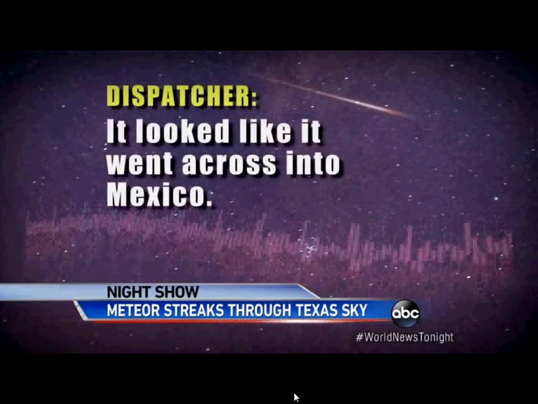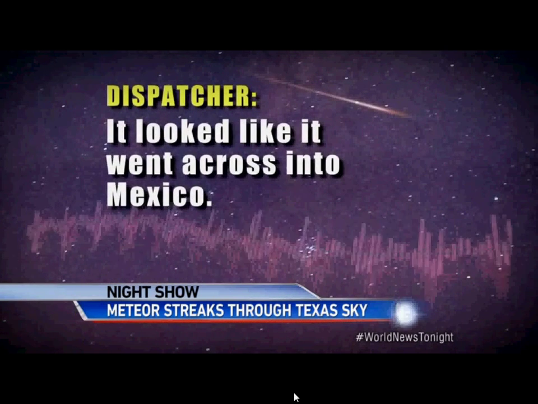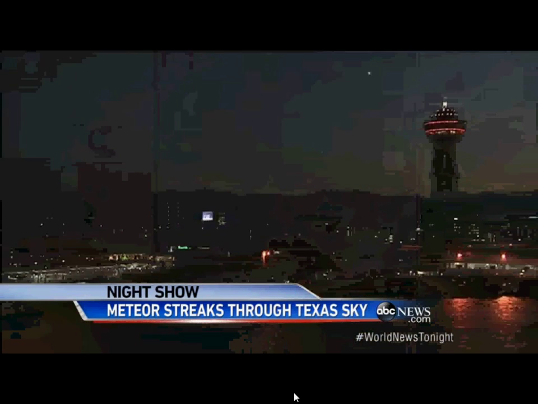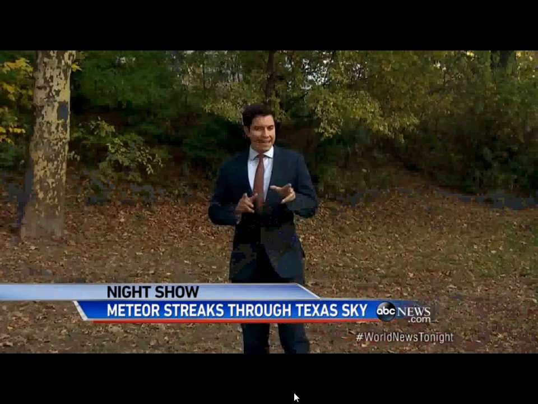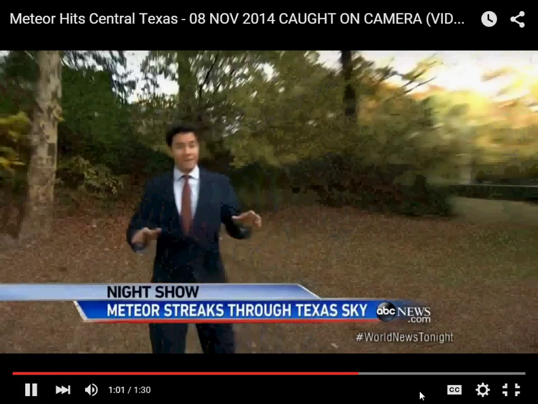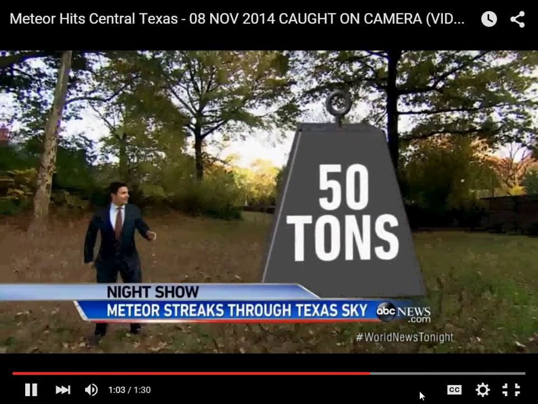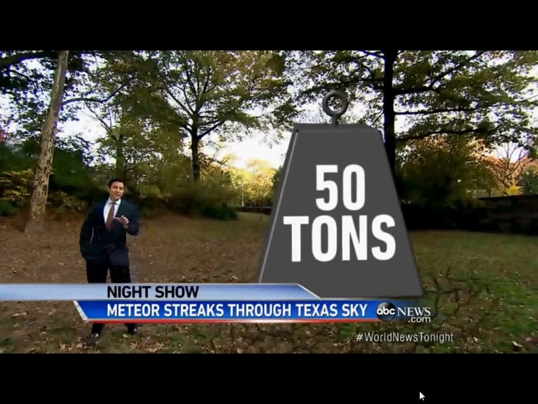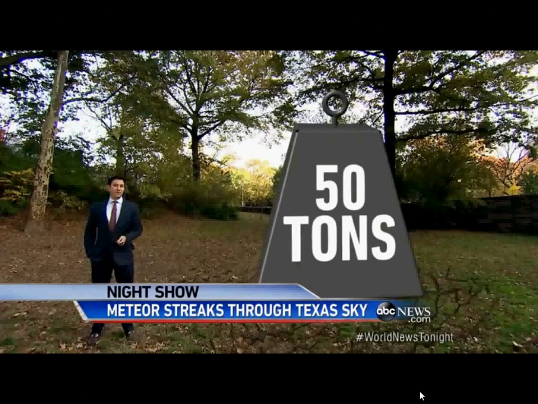It looked like it was across, like in towards Mexico. Just last week, people in several states saw fireballs racing through the sky. And overseas, check out this one streaking over Japan. NASA estimates nearly 50 tons of meteorite reach our atmosphere every single day. The reason we don't have to wear helmets? The vast bulk of it burns up in the atmosphere.